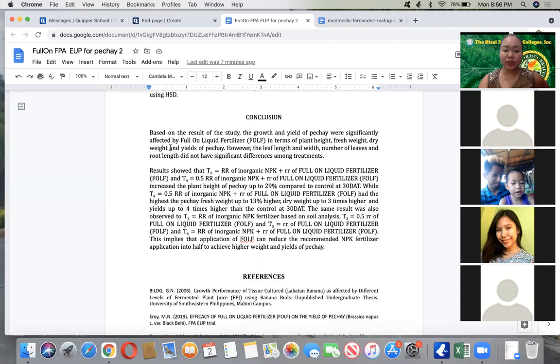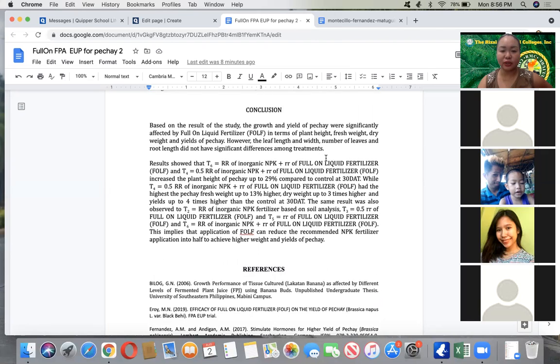These are actually the summary of the results. So as you can see here, based on the result of the study, the growth and yield were affected by FOLF in terms of plant type, fresh, and so on. Those are the ones that were significant. However, which ones were not significant? The leaf length, width, and so on did not have significant differences among treatments.